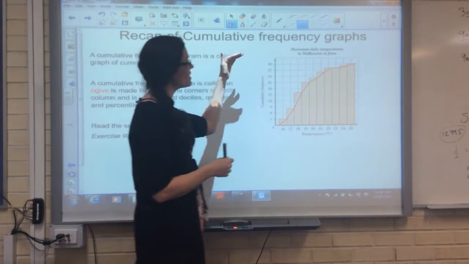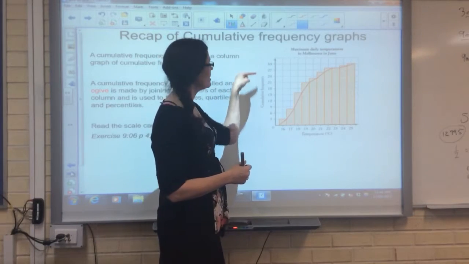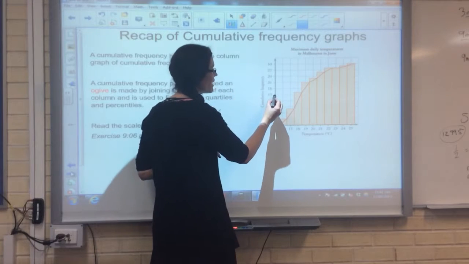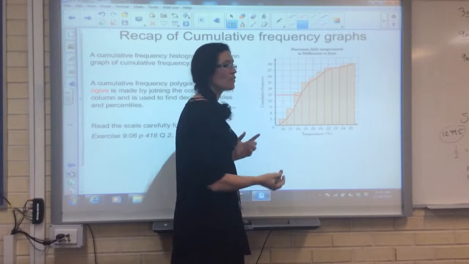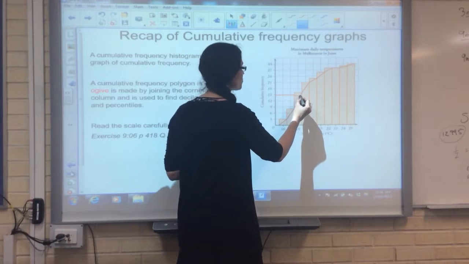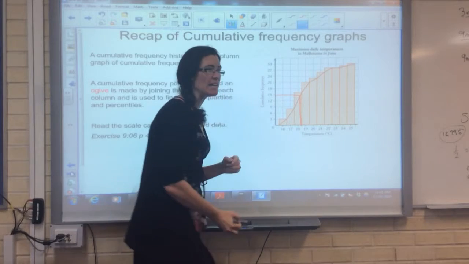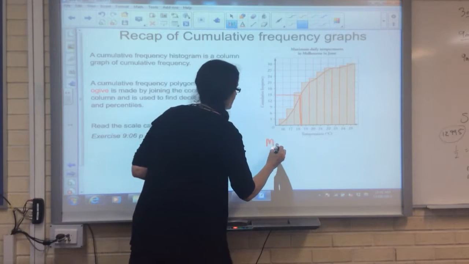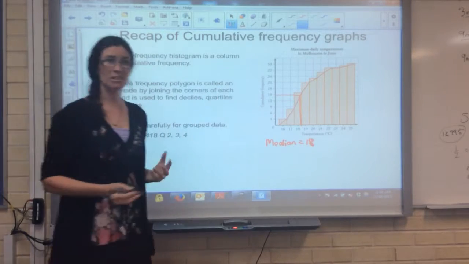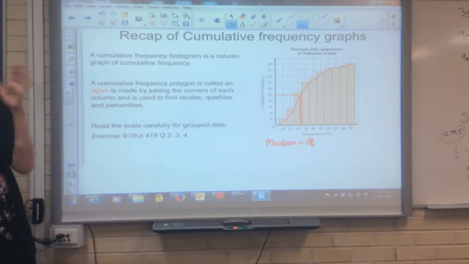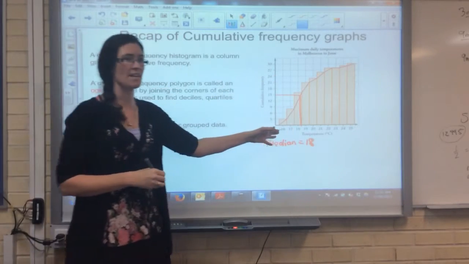Okay, so when we're using this graph, it's quite nice. We go, okay, well what's half of 30? It's 15. So I go straight across from the 15 until I hit the ogive. And then I go straight down, and that tells me that the median is 18. It's pretty simple, isn't it? So none of this trying to work out the centre score, circling, any of that nonsense. Straight across, go down, there's my answer.